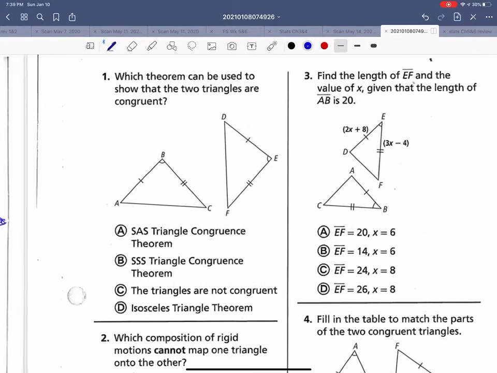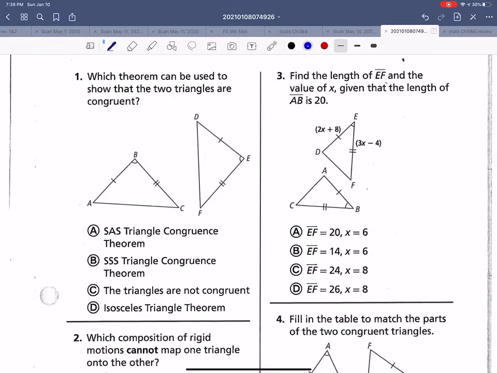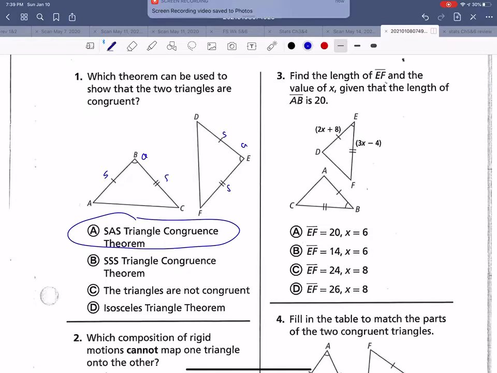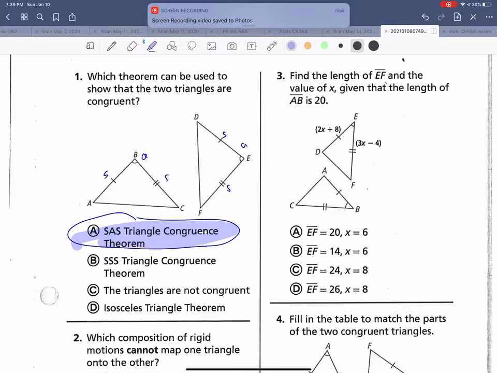Let's do it. Which theorem can be used to show that the two triangles are congruent? All right, so we have a side, an angle, and a side, right? A side, an angle, and a side. So I want side, angle, side, triangle congruence.